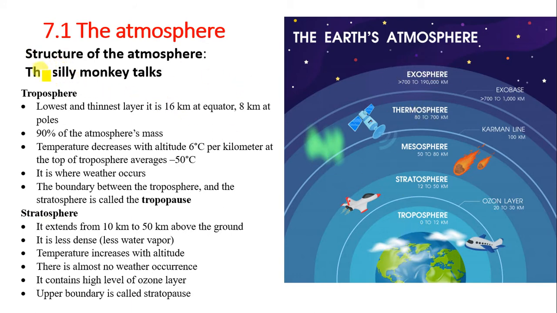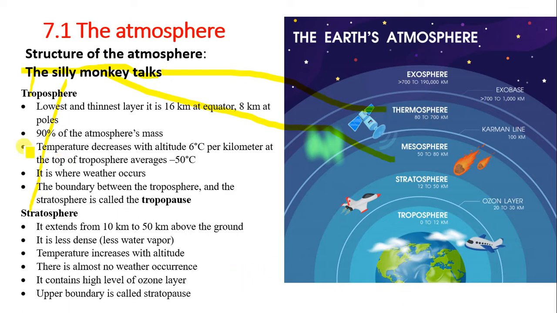and their individual characteristics. I termed them the silly monkey talks, where D represents the troposphere, silly represents the stratosphere, monkey represents the mesosphere, and talks represents the thermosphere. Now that is the four major layers of the atmosphere. So the silly monkey talks. Now what are the individual characteristics of these layers?